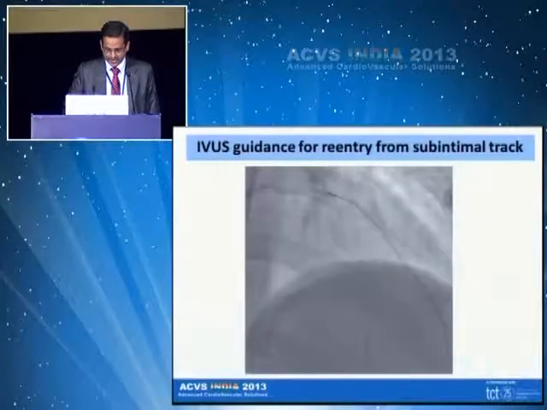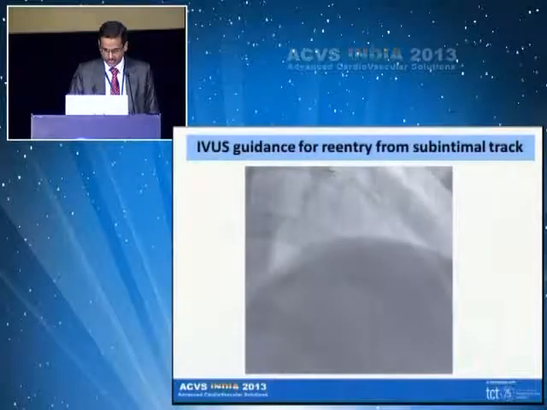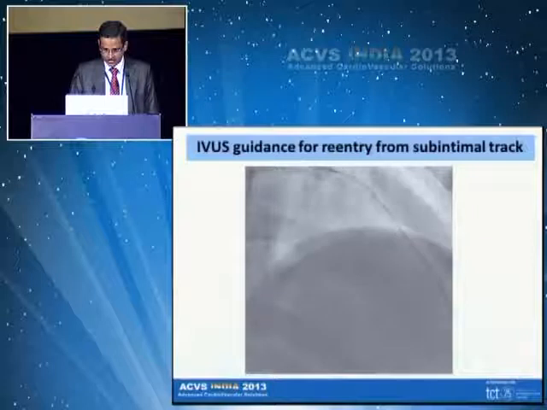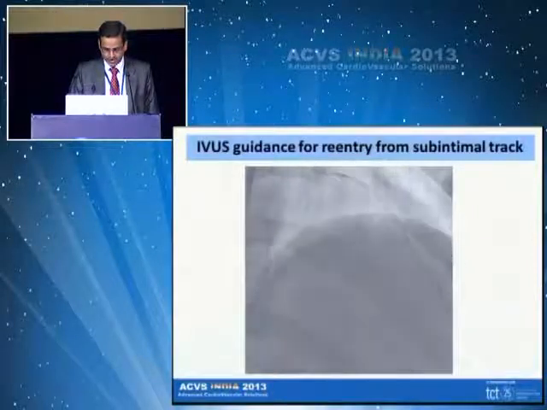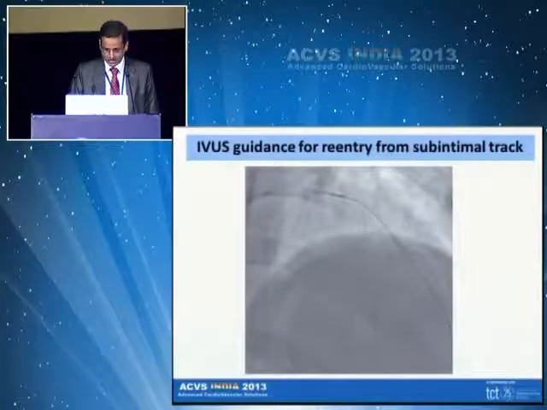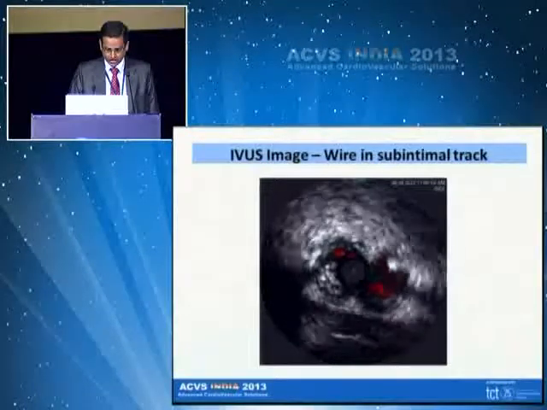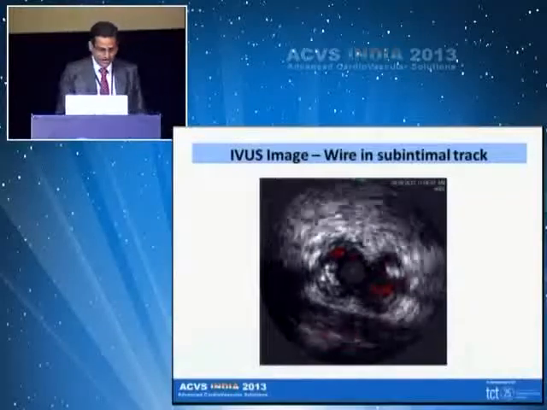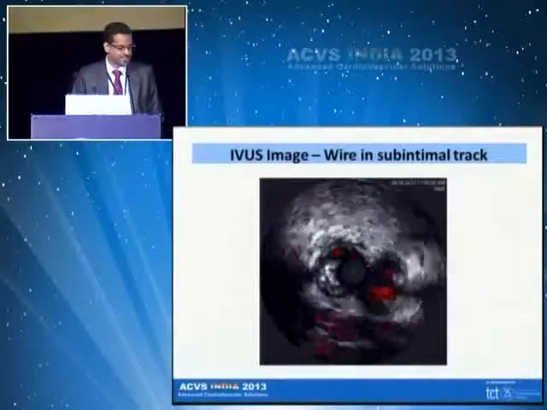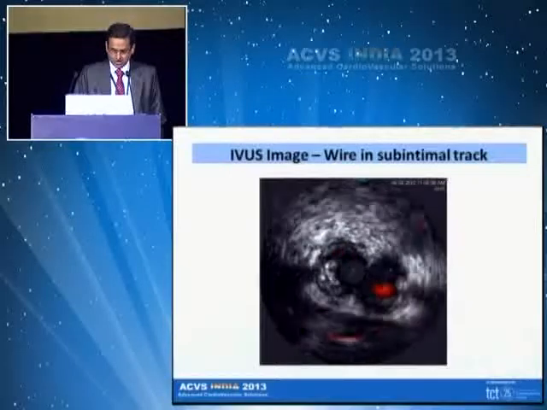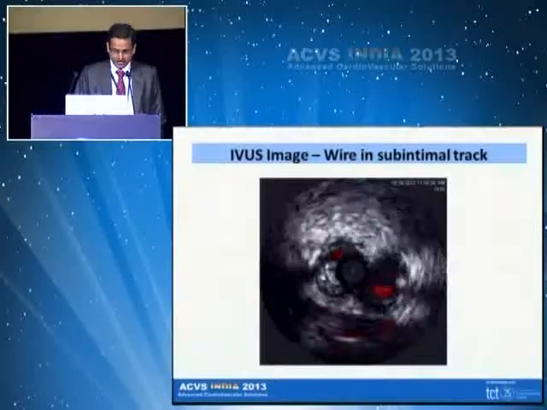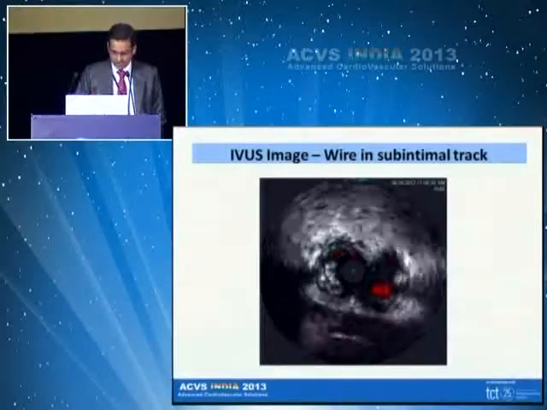This is an example where we managed to cross the proximal cap of the CTO from the LAD. The wire in the diagonal was in the true lumen, but my wire in the LAD was in the false lumen. So if you see this image at 1 o'clock position, my wire is in the subintimal tract and my color flow is in the true lumen, that's the LAD. So throughout my wire is in the subintimal tract, my IVUS is in the diagonal.